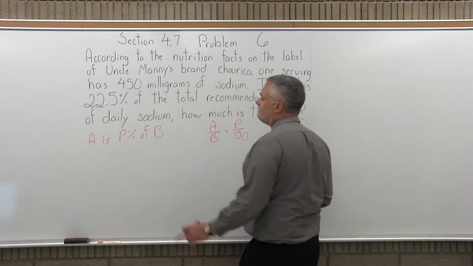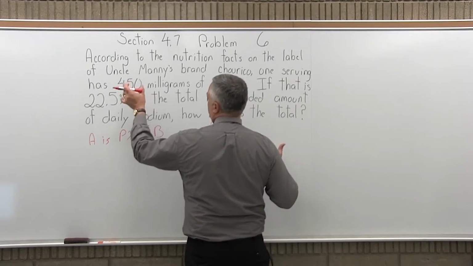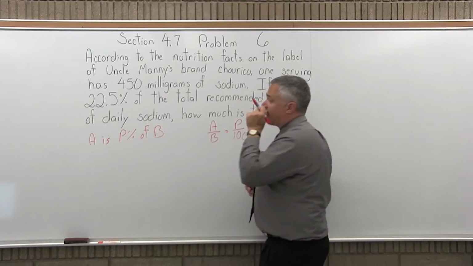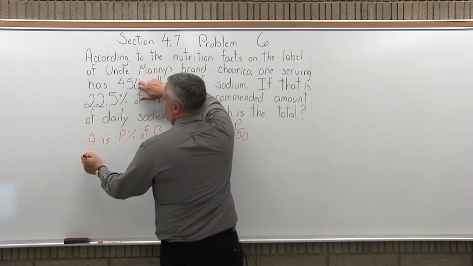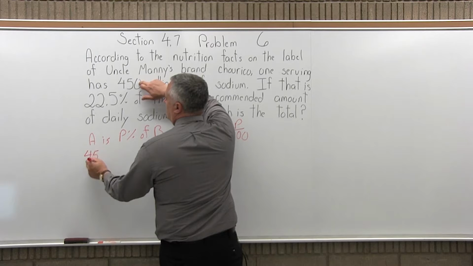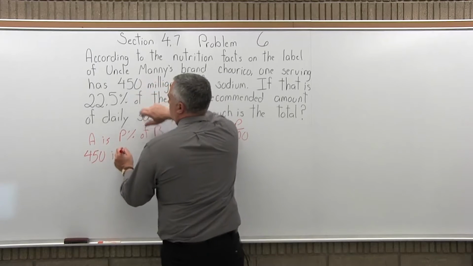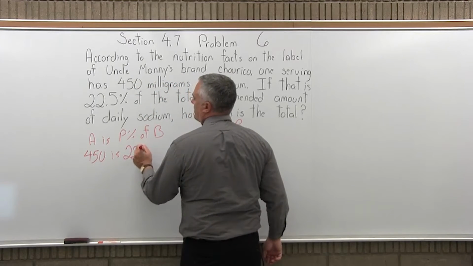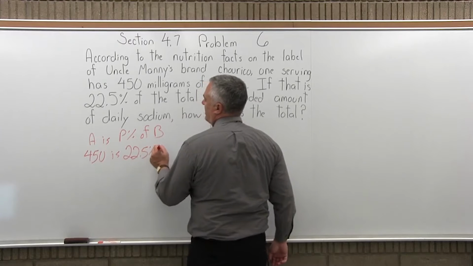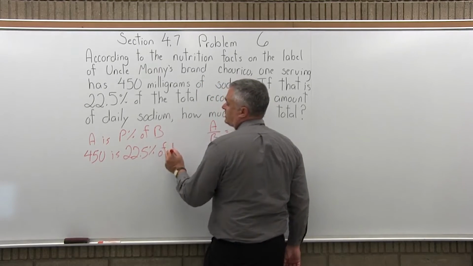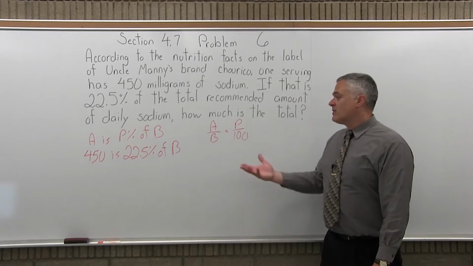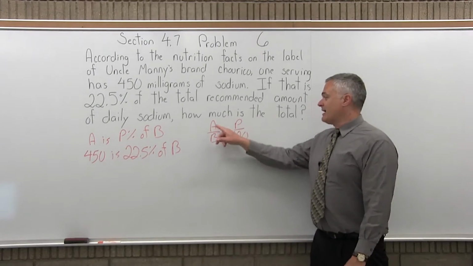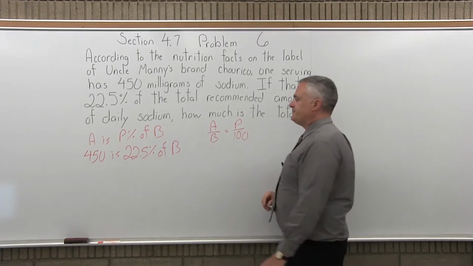For this one, the 450 milligrams being 22.5% of what total number, you have to fill that in here. So the 450 is 22.5% of the total. That's the unknown, so I just leave it as a B. Now I have it written in the form that I want, and I can fill in my formula.